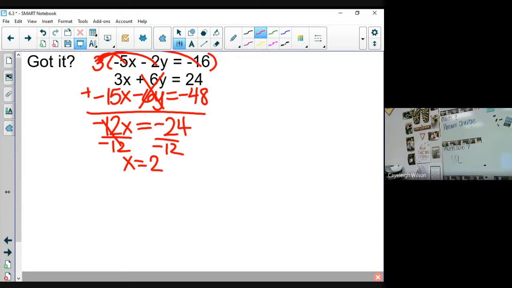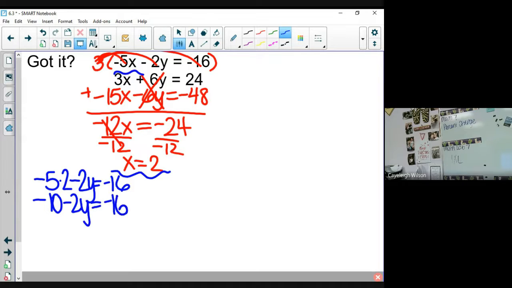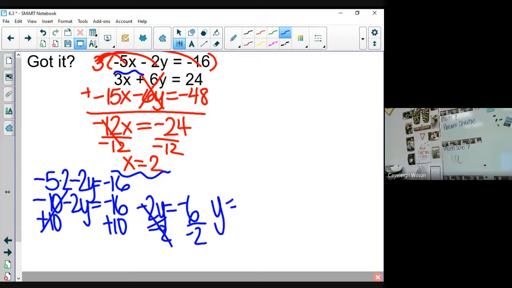Yeah, I don't plan on giving you all any decimal or fraction. We'll save that for algebra 1. Alright, plug that back in. Doesn't matter which one, this has to be an original. I'll just go with the first one. So -5 times 2 minus 2y equals -16. So that's -10 minus 2y equals -16. Add 10. So that's -2y equals -6. Divide by -2. And y is 2.